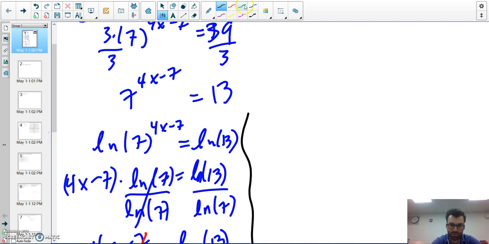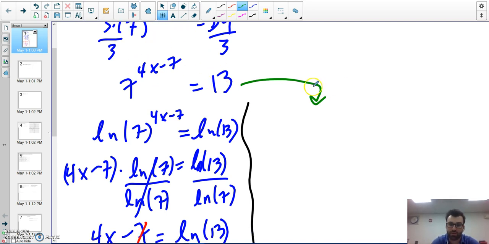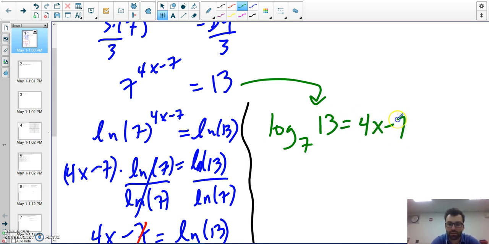Now, another method for solving this problem. I currently have this in exponential form. I can take an equation that's in exponential form and switch it into logarithmic form. If I switch it into logarithmic form, the base here is 7, so that remains the base of my log. Log base 7 of 13 equals, what power? Oh, the 4x minus 7 power.